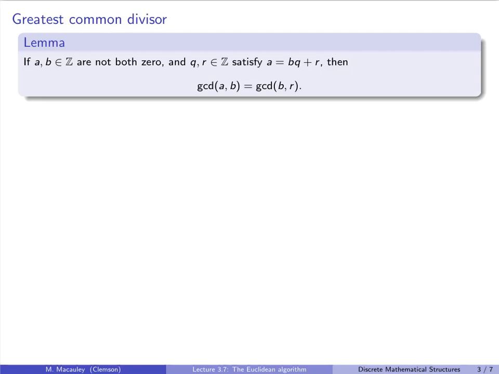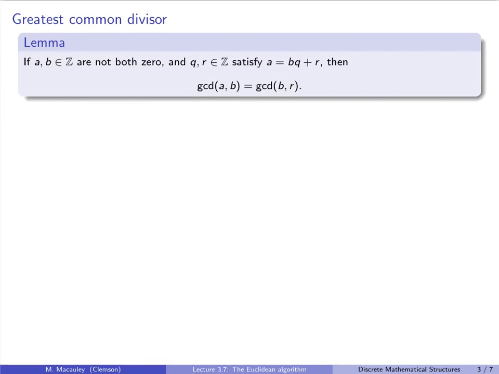Let's now do a lemma which is really at the crux of why the Euclidean algorithm works. So this says if a and b are integers and they're both not 0, and q and r are integers that satisfy a equals bq plus r, so think of taking b and dividing it into a, with q and r the quotient and the remainder, then the GCD of a and b equals the GCD of b and r.